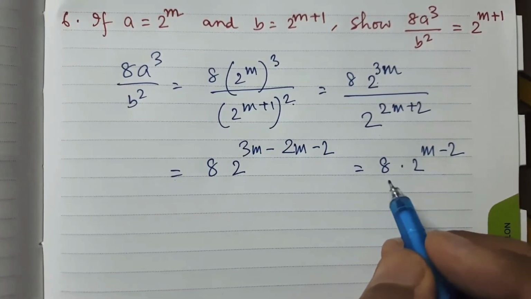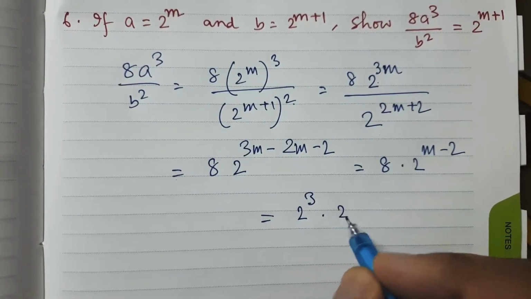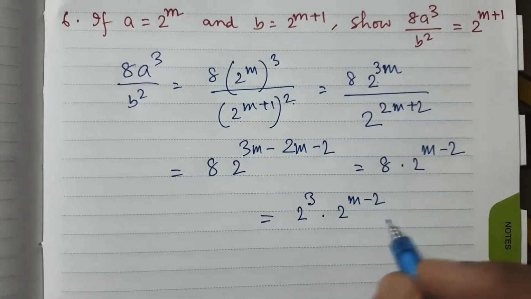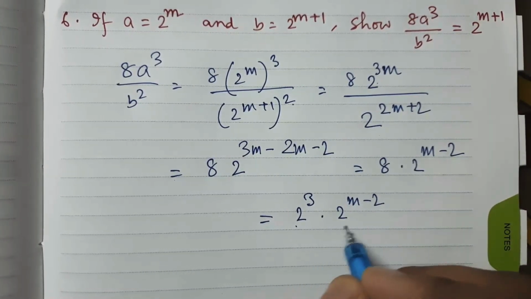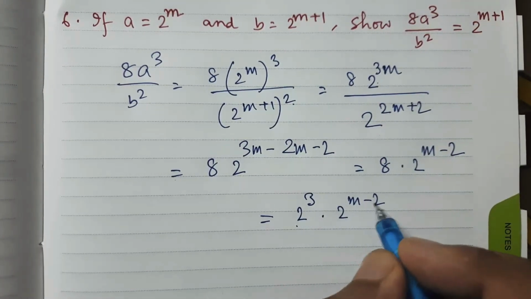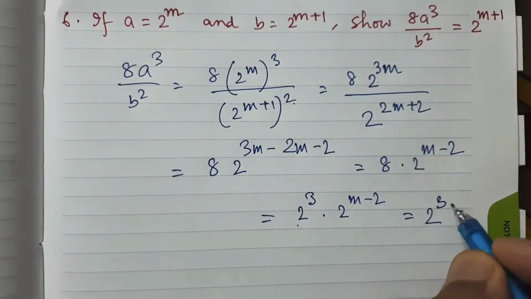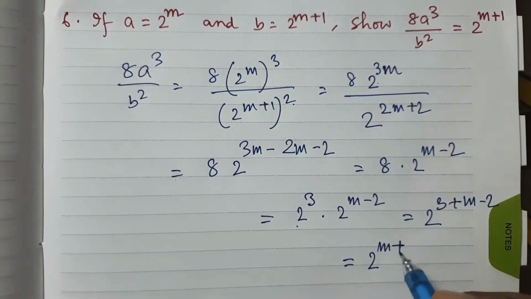Now we already know that 8 is 2 cube. So you just put 2 cube into 2 to the power m minus 2, and then here you can apply formula number 1 because the bases are the same and the exponents are different. So 3 plus m minus 2. So 2 to the power 3 plus m minus 2, and you get 2 to the power m plus 1.